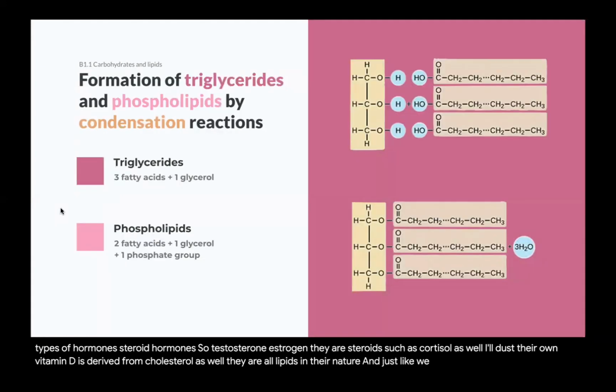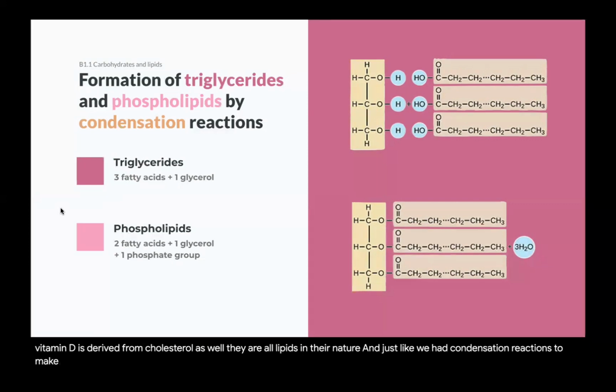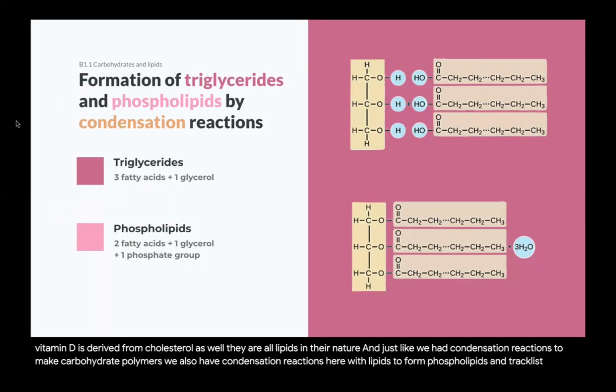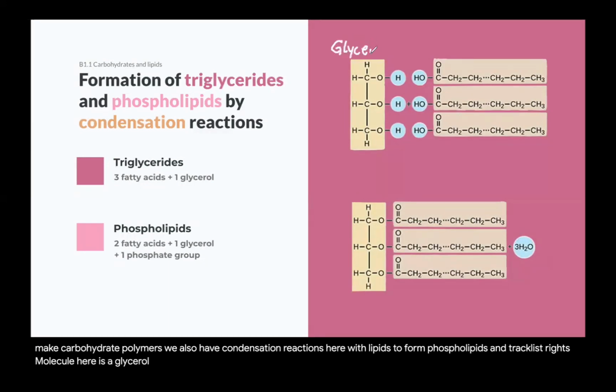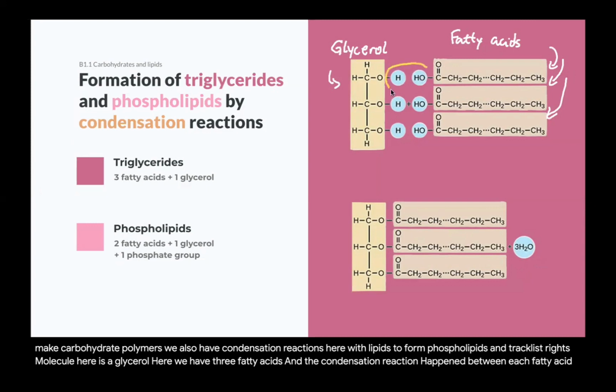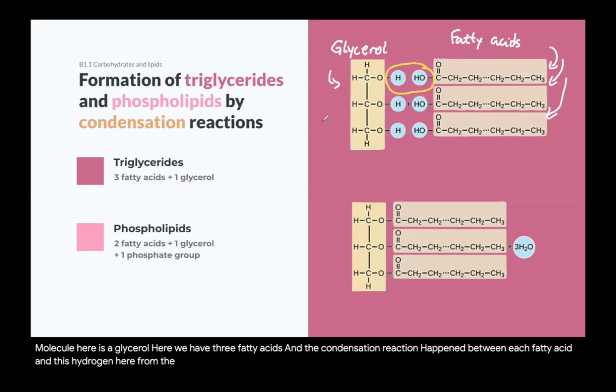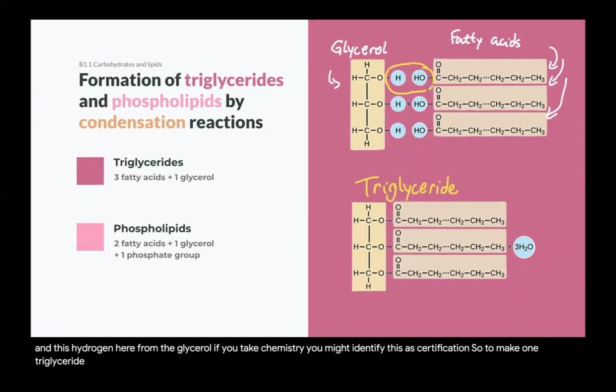And just like we had condensation reactions to make carbohydrate polymers, we also have condensation reactions here with lipids to form phospholipids and triglycerides. This molecule here is a glycerol, and here we have 3 fatty acids. And the condensation reaction will happen between each fatty acid and this hydrogen here from the glycerol. If you take chemistry, you might identify this as esterification. So to make 1 triglyceride, you will actually remove 3 water molecules.